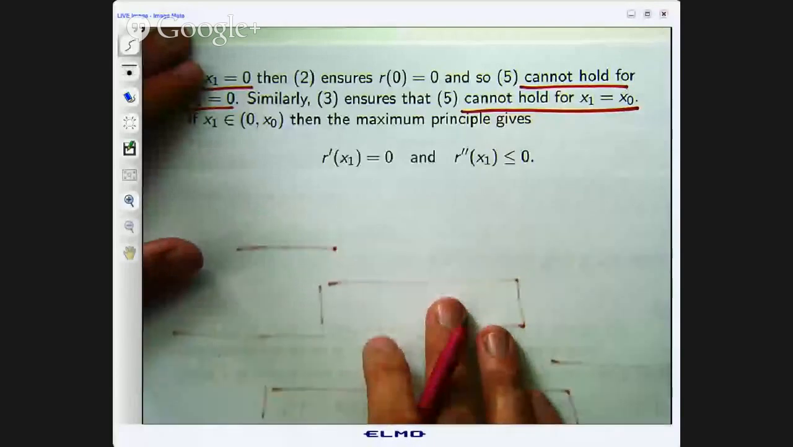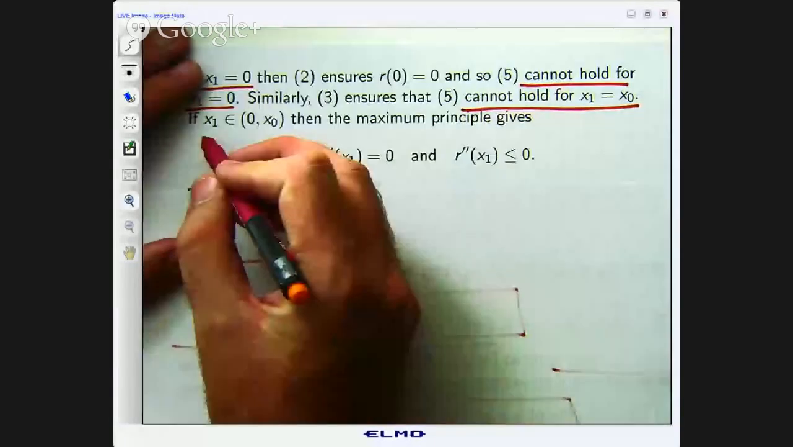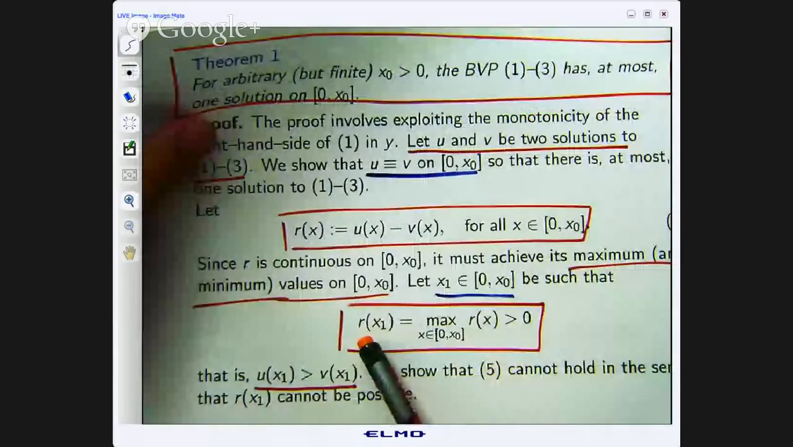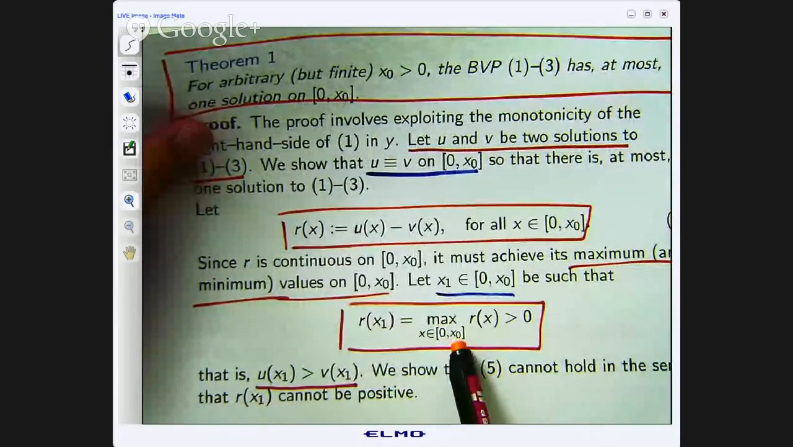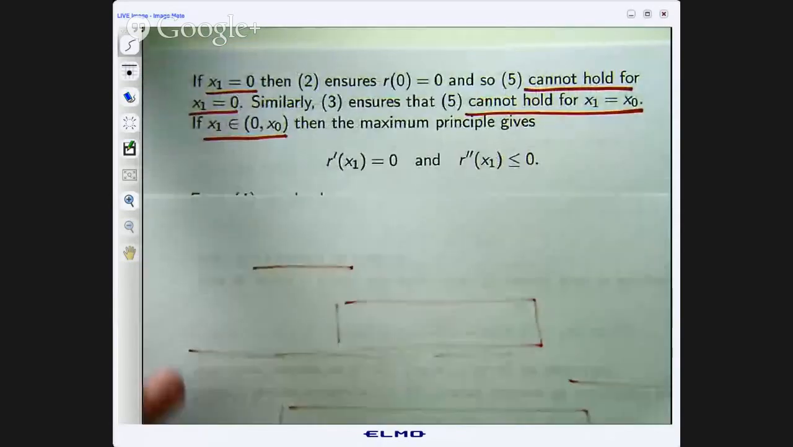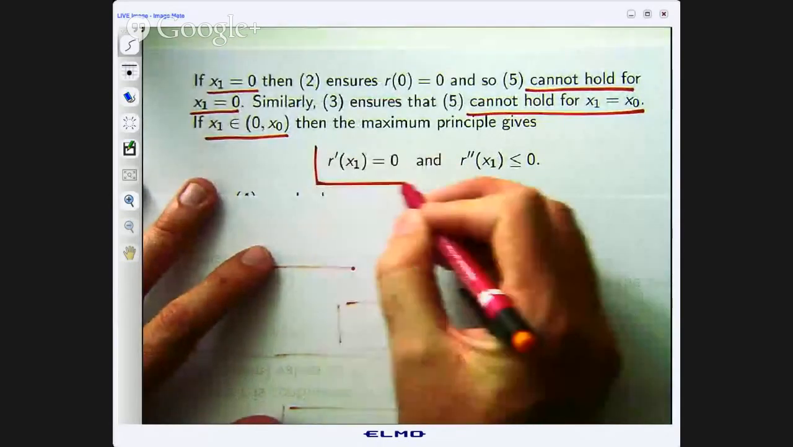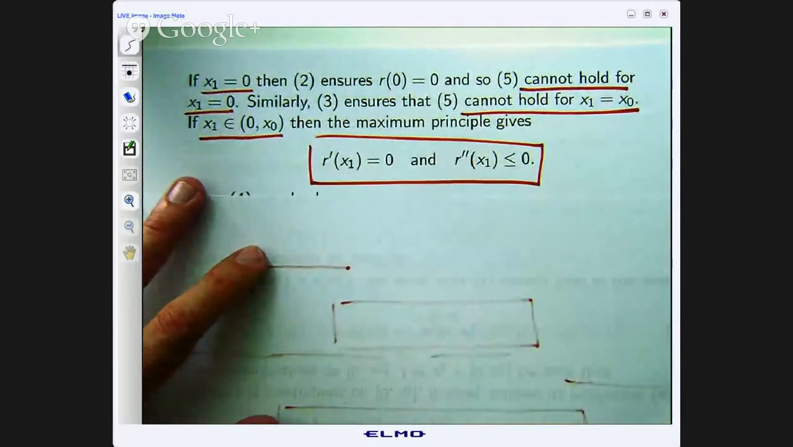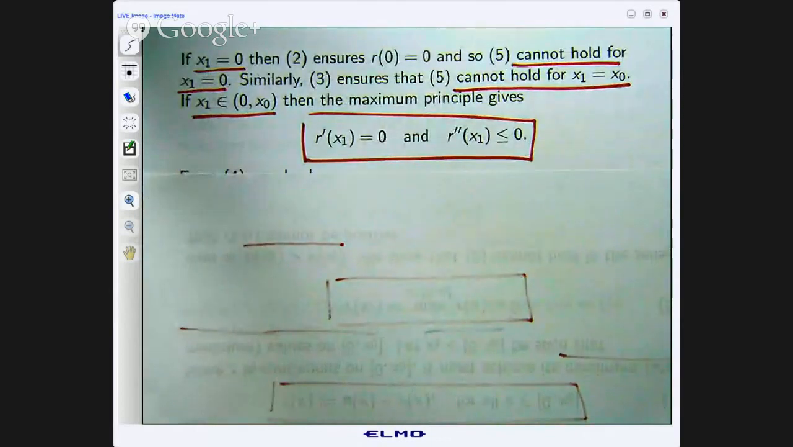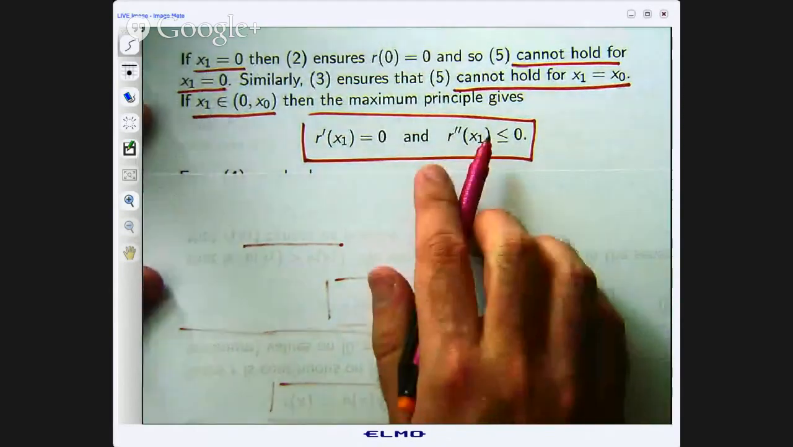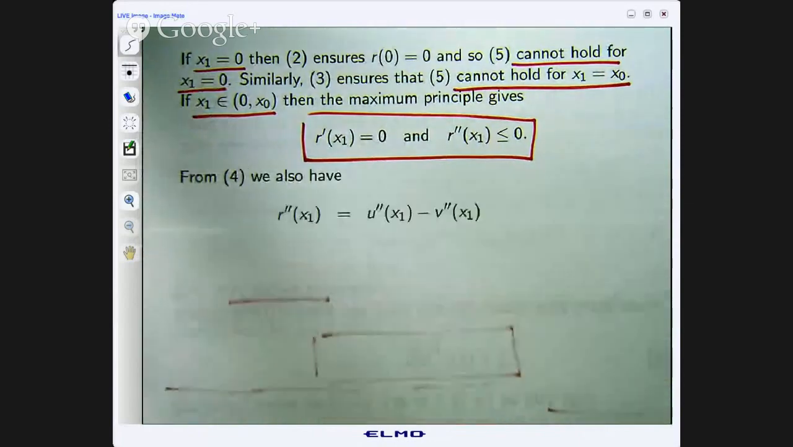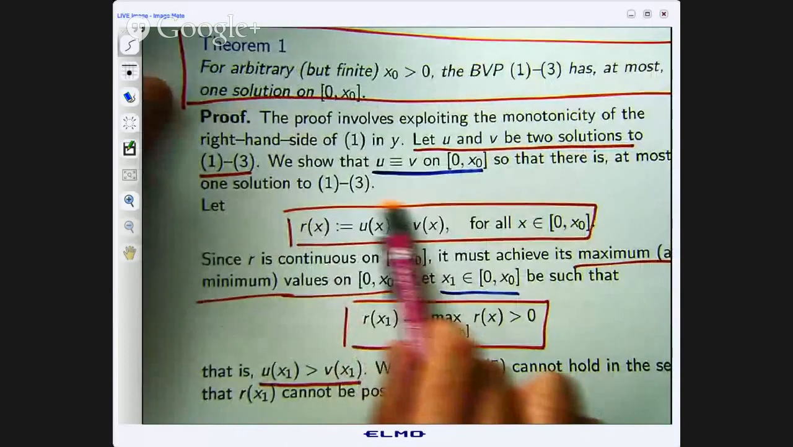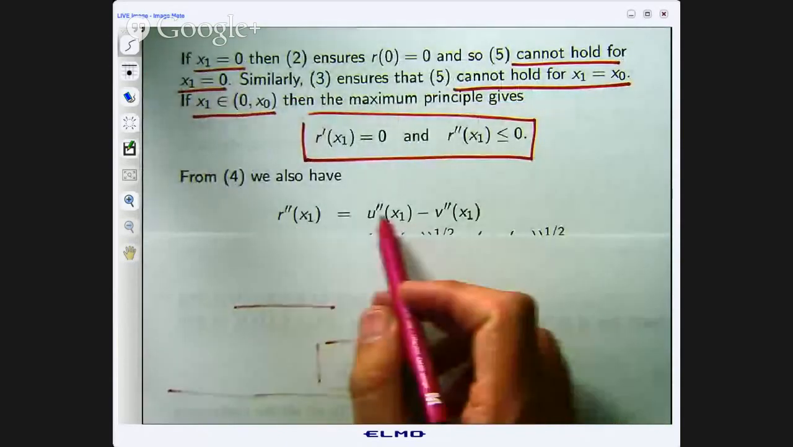Well, we rely on a basic maximum principle. If this is the maximum value and it happens to be in the interior of this interval, then what do we know from basic calculus? You know that the derivative is 0 at that point, and the second derivative is less than or equal to 0. That is a basic maximum principle. So what does this mean? Well, let's go back to 4. Let's differentiate this once and twice, and we get this.